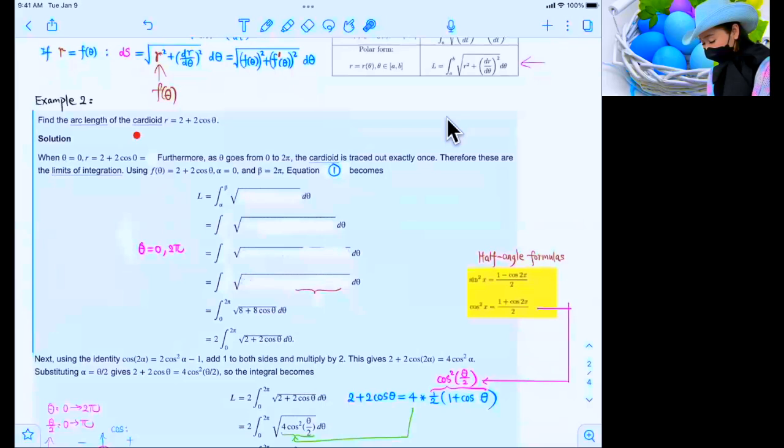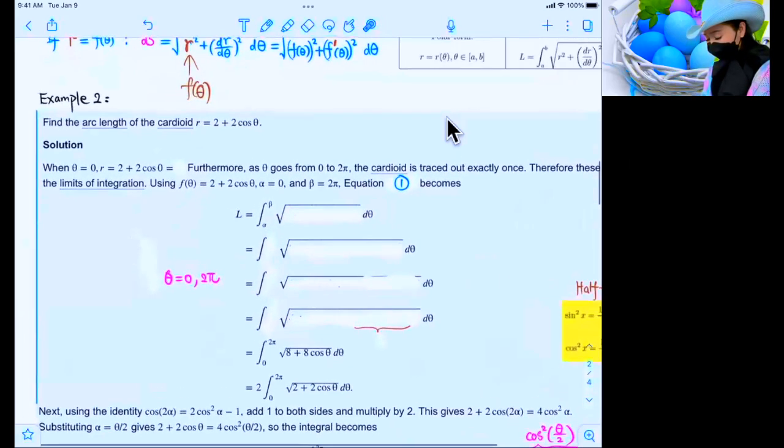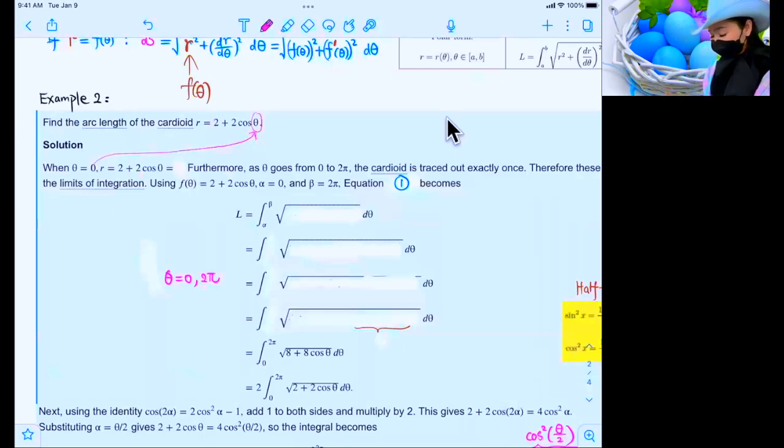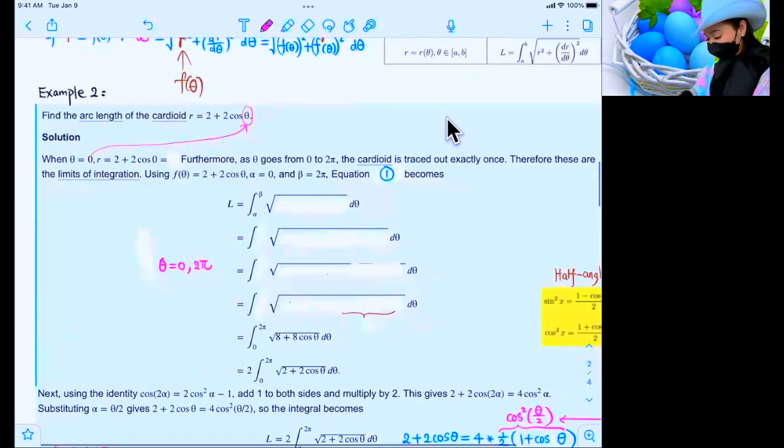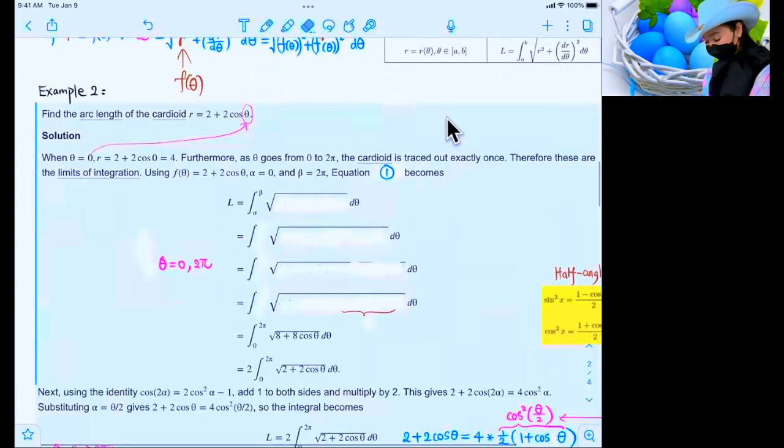It doesn't say theta goes from what to what, but we'll figure this out. When theta equals 0, r equals 2 plus 2 cosine theta. Let's substitute theta to be 0. What's cosine of 0? 1. So it's going to be 2 plus 2, so that will be 4. So r is equal to 4.